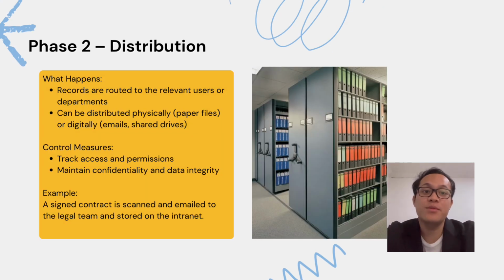Phase 2, distribution. What happens here is records are routed to the relevant user or department. They can be distributed physically, like paper files, or digitally, like email and shared drives. The control measure here is to track access and permissions, and also maintain confidentiality and data integrity. For example, a signed contract is scanned and emailed to the legal team and stored in the intranet.